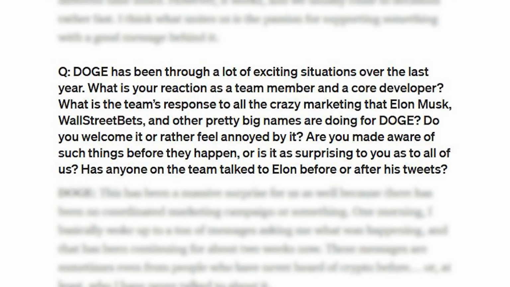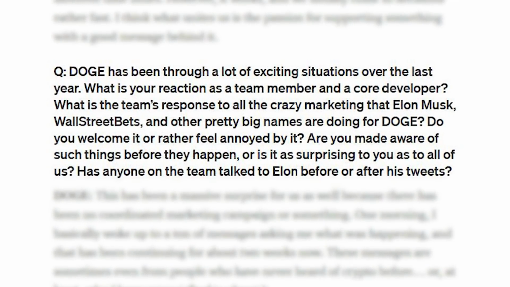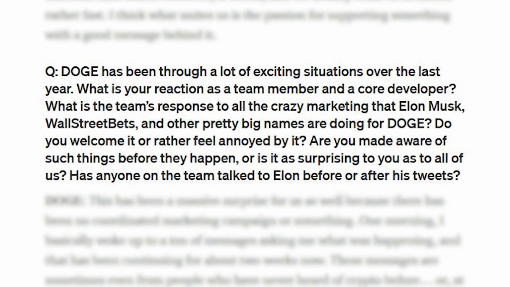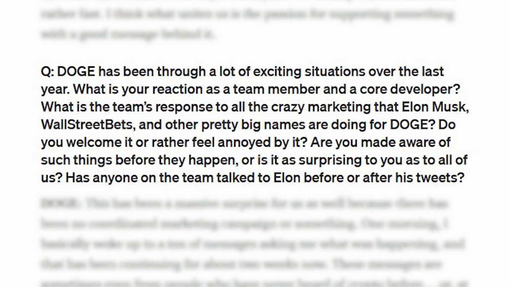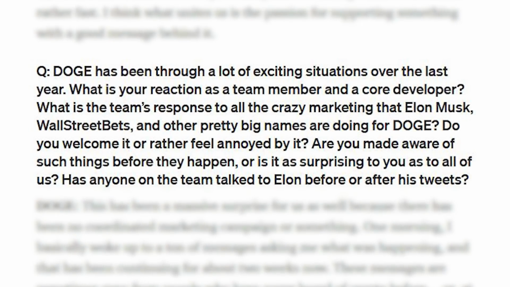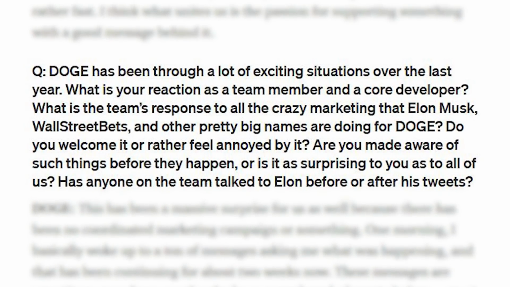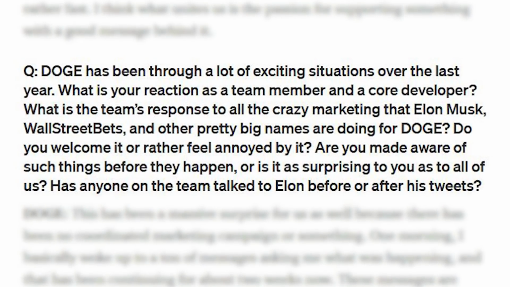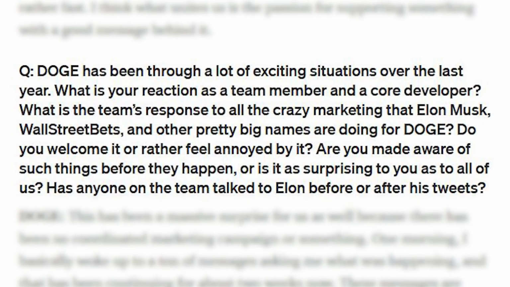Doge has been through a lot of exciting situations over the last year. What is your reaction as a team member and a core developer? What is the team's response to all the crazy marketing Elon Musk, Wall Street Bets and other big names are doing for Doge? Do you welcome it or rather feel annoyed by it? Are you made aware of such things before they happen or is it as surprising to you as it is to all of us? Has anyone on the team talked to Elon before or after his tweets?